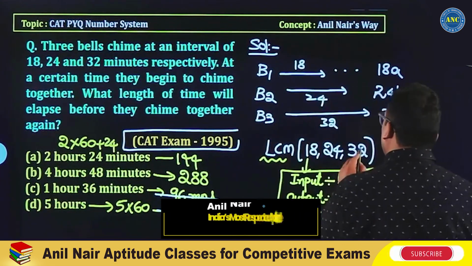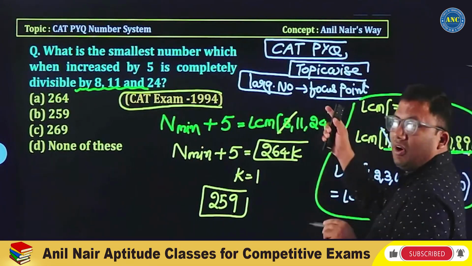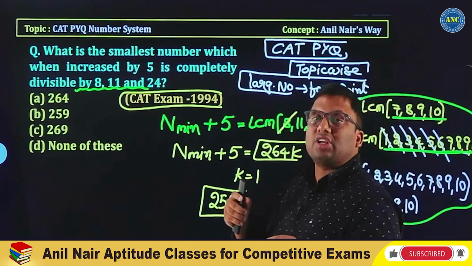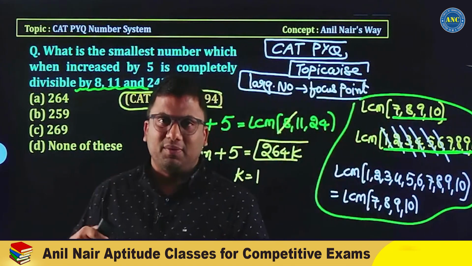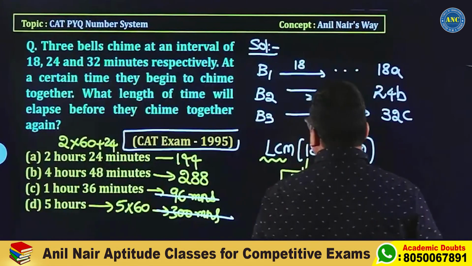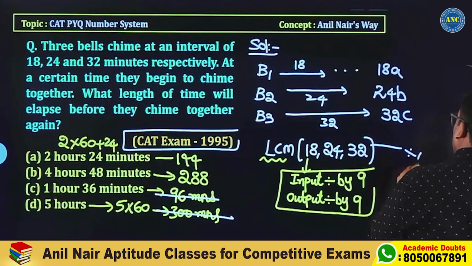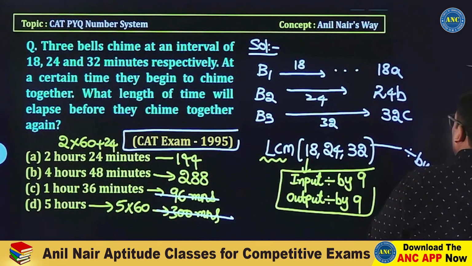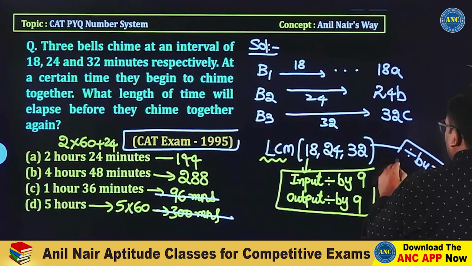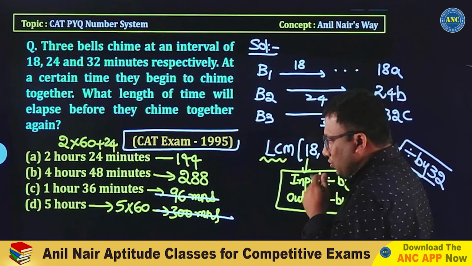What is another point? I already told you, whenever we are finding LCM, what should be the focus point? Focus point is on the largest number. Answer should be divisible by the largest number. What is the largest number given in the question? 32. Answer should be divisible by 32.